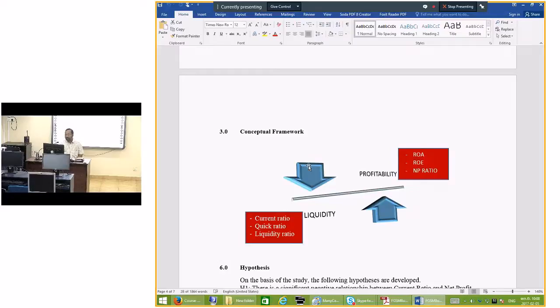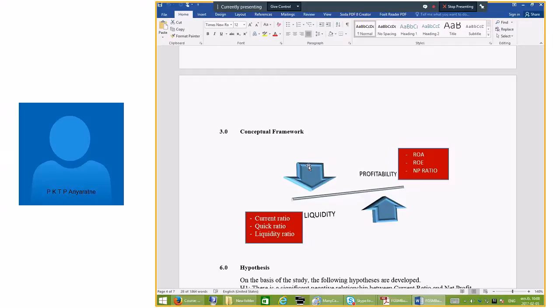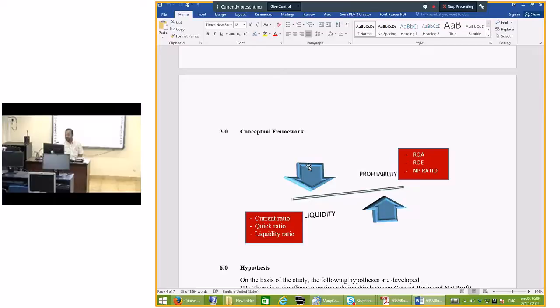Then go to profitability. How do you check the profitability? Which methodology is used? I'll take the ratios of return on assets, return on equity, and net profit ratio. Three ratios. Then finally, how do you check the overall profitability of that particular organization if ROA is higher, ROE is lower, or NP ratio is lower? That is the common error.